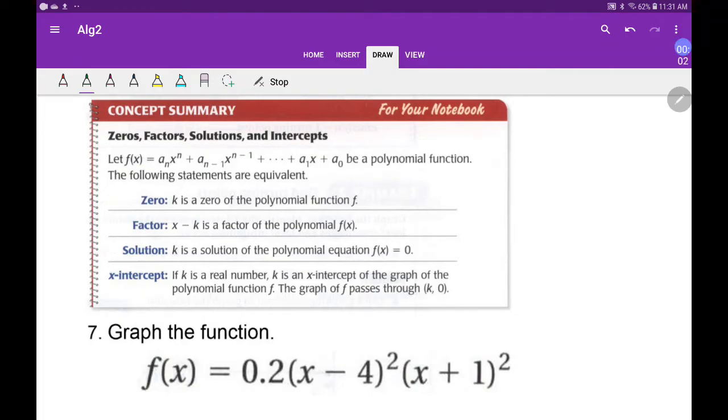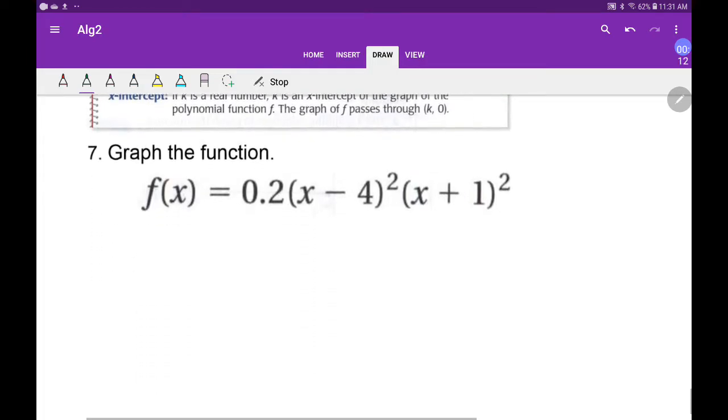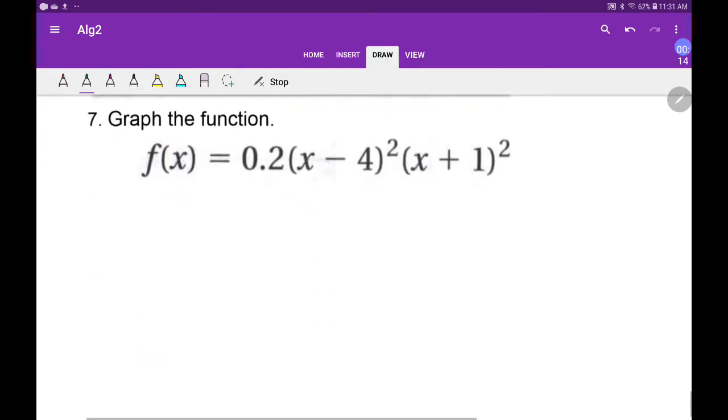I'm fairly certain that you don't need to review this summary, but if you do, there it is. We've been doing this for quite a while now, and we're going to graph this based on roughly what we know. We know a couple things here.